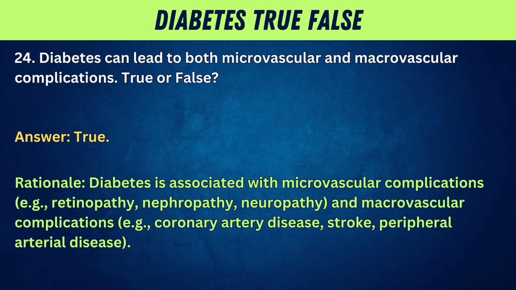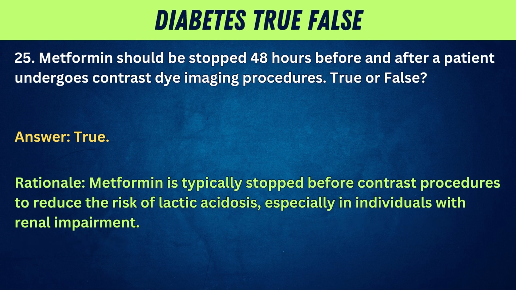24. Diabetes can lead to both microvascular and macrovascular complications. True or false? Answer: true. Rationale: diabetes is associated with microvascular complications, e.g., retinopathy, nephropathy, neuropathy, and macrovascular complications, e.g., coronary artery disease, stroke, peripheral arterial disease.